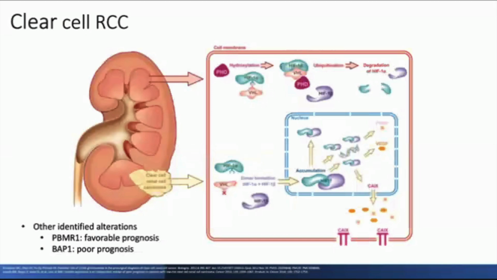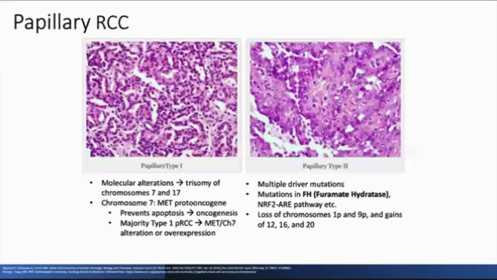And the same phenomenon is seen in clear cell RCC when there is a loss of function mutation of PVHL. And other alterations have also been identified, you can see here on the bottom left, and have been associated with either a favorable or a poor prognosis.